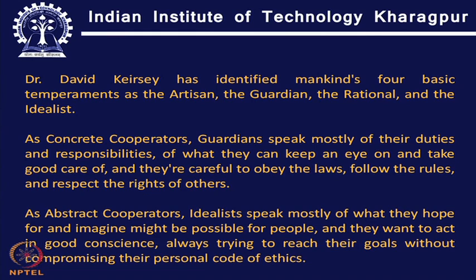Dr. David Keirsey identified man's four basic temperaments as the artisan, the guardian, the rational and the idealist, based on these two things, the modes of communication and the ways of action. The guardians are concrete cooperators and speak mostly of their duties and responsibilities, of what they can keep an eye on and take good care of, and they are careful to obey the laws, follow the rules and respect the rights of others.